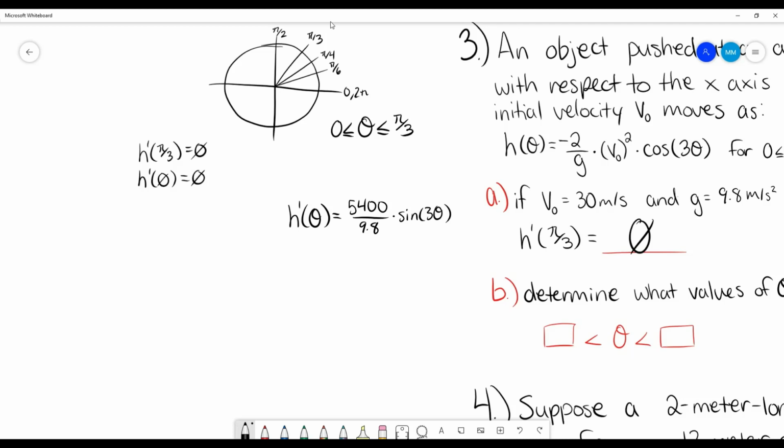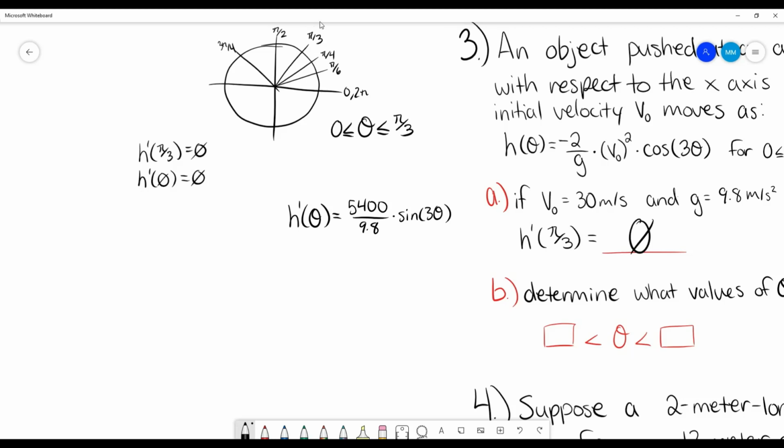And, well, if I plug in my pi over 6, that's going to be sine of pi over 2, right? Because 3 pi over 6 is pi over 2, which would be a 1, which is positive. If I plug in the pi over 4, that's going to be a 3 pi over 4, which is going to be actually over here, which is still positive for our sine value. If I plug in the pi over 3, we know it equals 0.